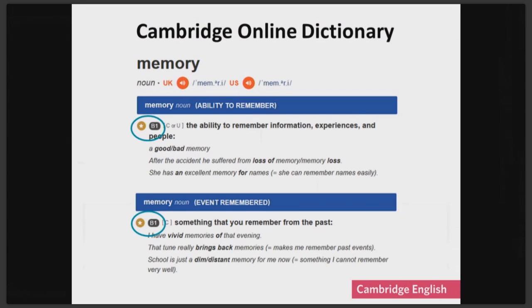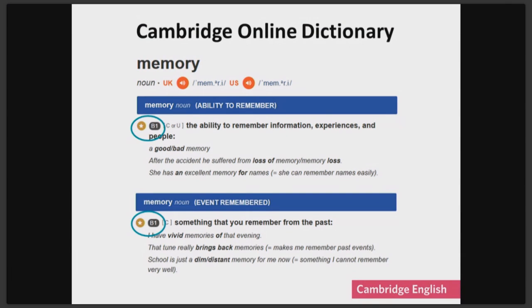The word memory is interesting because it has more than one meaning. Firstly, it means the ability to remember. For example, I have a good memory, so I can learn words quickly. But it also has another related meaning, which is slightly different. It also means something which you remember from the past. For example, looking at old photos can bring back a lot of memories.